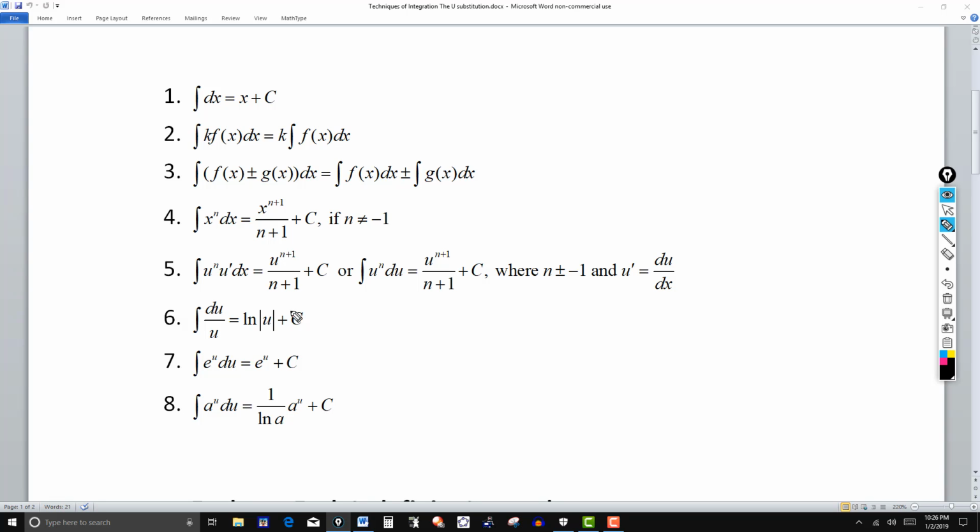So these are some of your basic formulas. Of course, there's quite a few for the trig functions and so forth. So there's some trigonometric substitutions, partial fractions. We're just looking at the basics for now. Okay, so let's look at some examples.